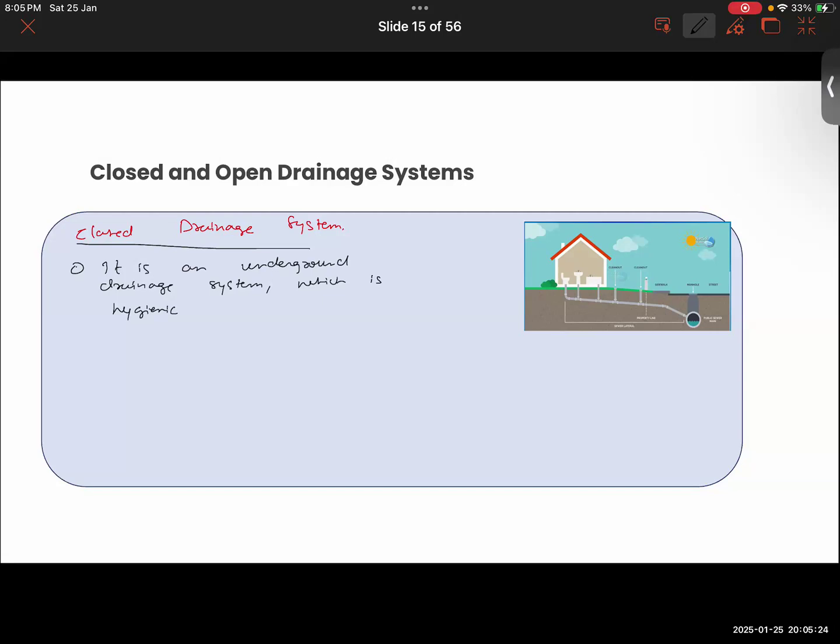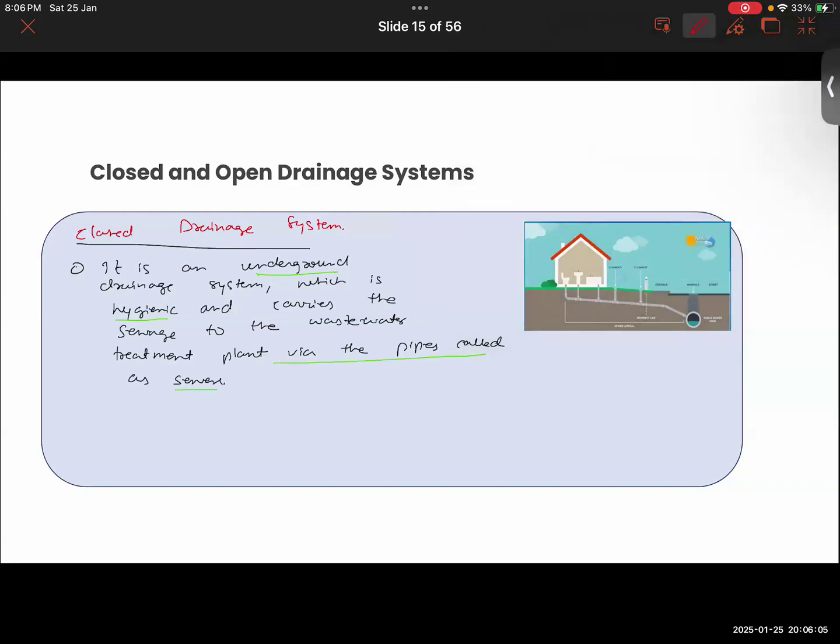So which is hygienic and carries the sewage to the wastewater treatment plant via the pipes called sewers. So the important thing to be considered is that it is underground, it is hygienic, and it is carrying the water via the pipes called sewers to the wastewater treatment plant.